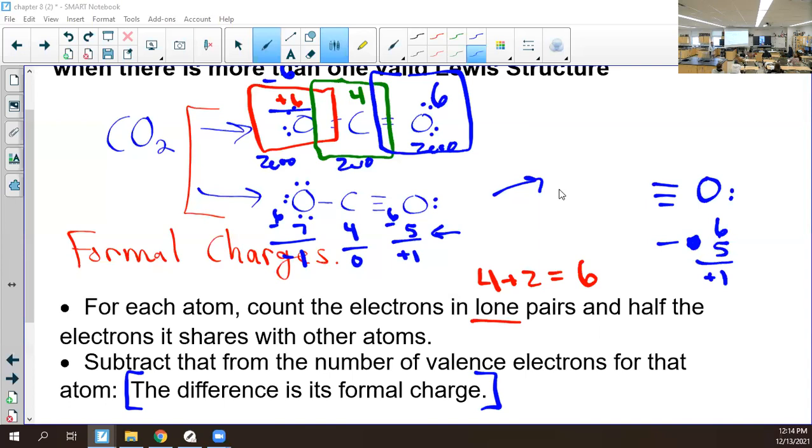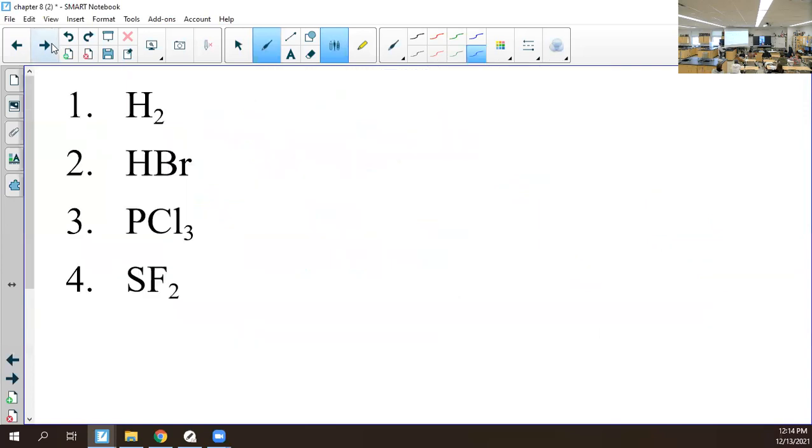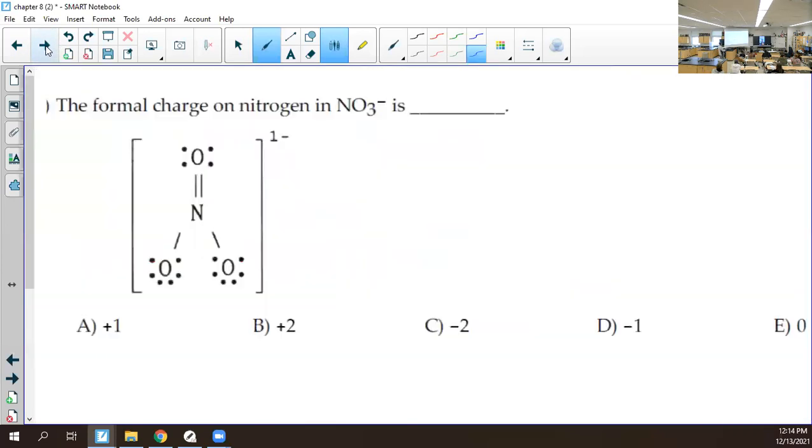Okay, you ready? Maybe. Okay, next, we'll come back. Here we go. The formal charge on nitrogen in NO3 minus is, okay, based on what we just barely did, see if you can come up with this answer. The formal charge on nitrogen, that's all it's asking you for, is what's nitrogen?